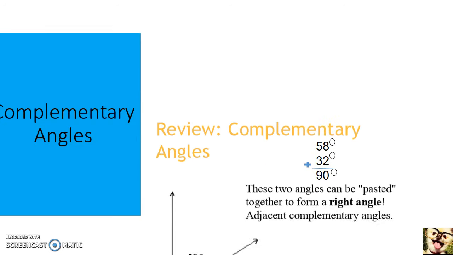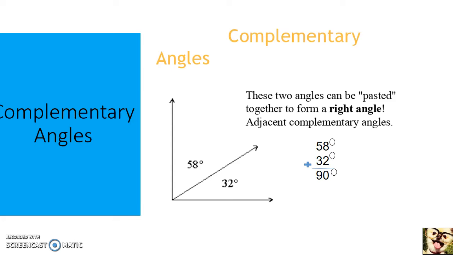Complementary angles. Again, they're two angles that you can put together to form a right angle. In order to form that right angle, they need to equal 90 degrees. 58 degrees is this angle, plus 32 degrees makes 90 degrees.